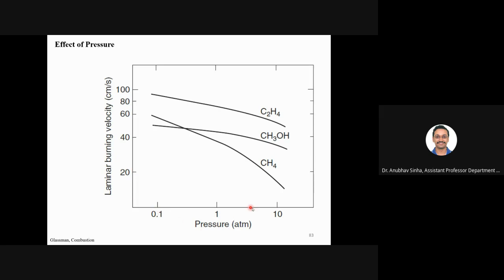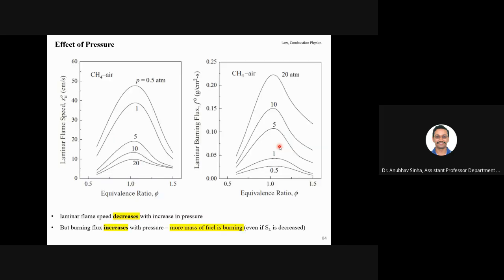Again, with increase of pressure, your burning velocity is decreasing, as you can see. All these are experimentally measured. Now let us look at the explanation. We have observed that flame speed decreases with increase in pressure. Now something is increasing. What is that something? That something is burning flux. More mass of fuel is burning, but eventually your SL gets decreased because you need to burn more mass.